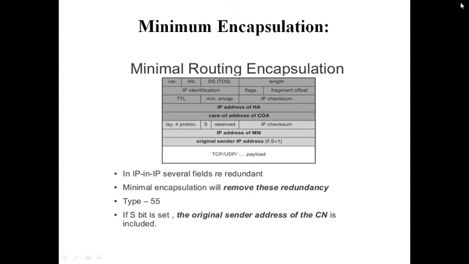Okay, this is about minimal encapsulation. The only thing is that here the fields are not redundant, and it uses a type value of 55, which indicates the minimum encapsulation protocol. Here the S bit is set, which indicates the original sender address of the correspondent node, and there is a reserved field. So this is about minimum encapsulation. Okay, as nothing is great here, it is an optional one.